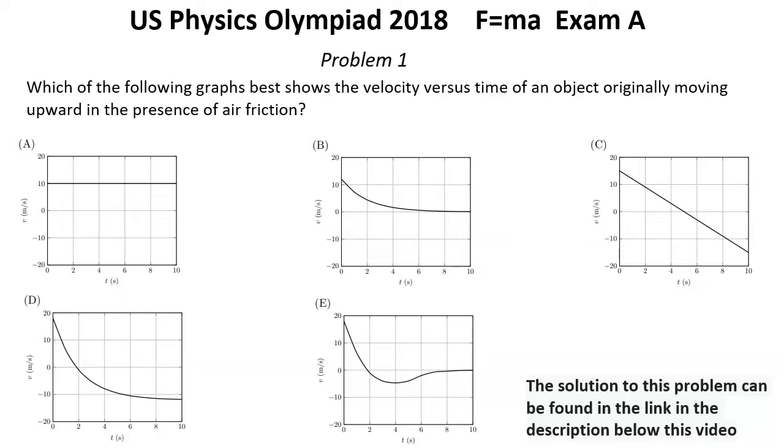Problem 1. Which of the following graphs best shows the velocity versus time of an object originally moving upward in the presence of air friction?